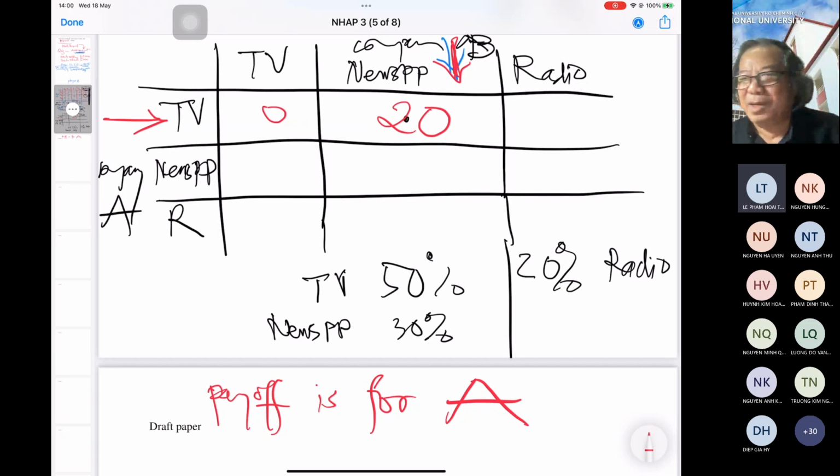If A television, but B radio. Television 50%, but radio is only 20. And then the excess of A over B is 30. Is that okay? Here is the percentage of the market. If A uses radio and B television, then radio is 20% and television is 30%. And then here is what?